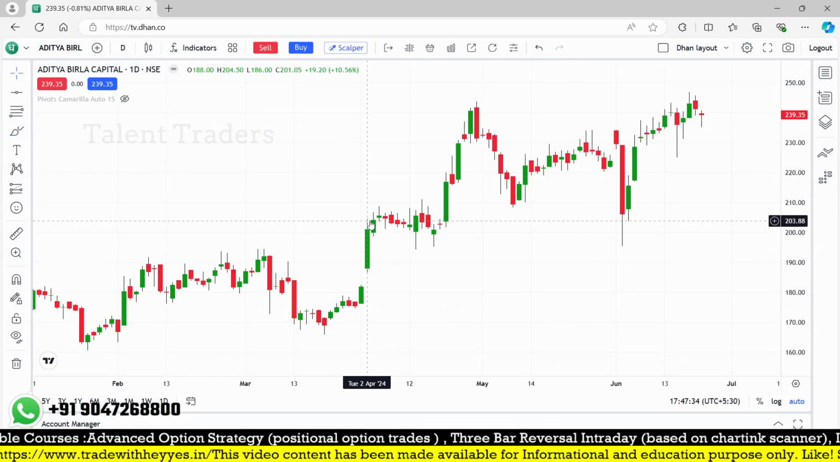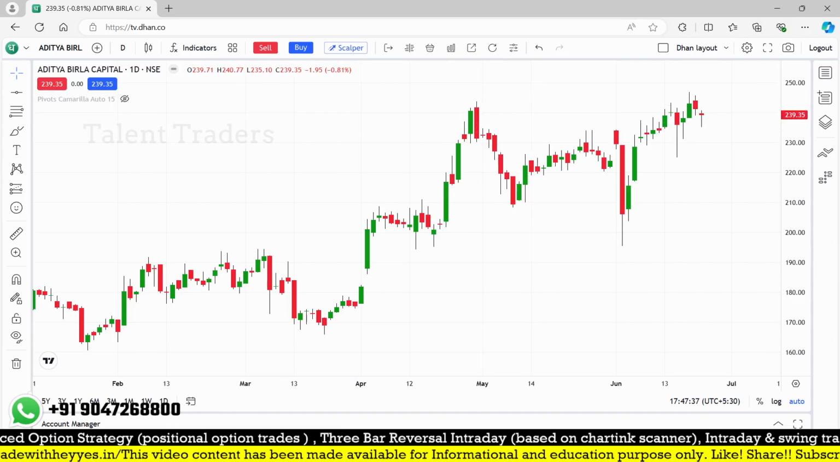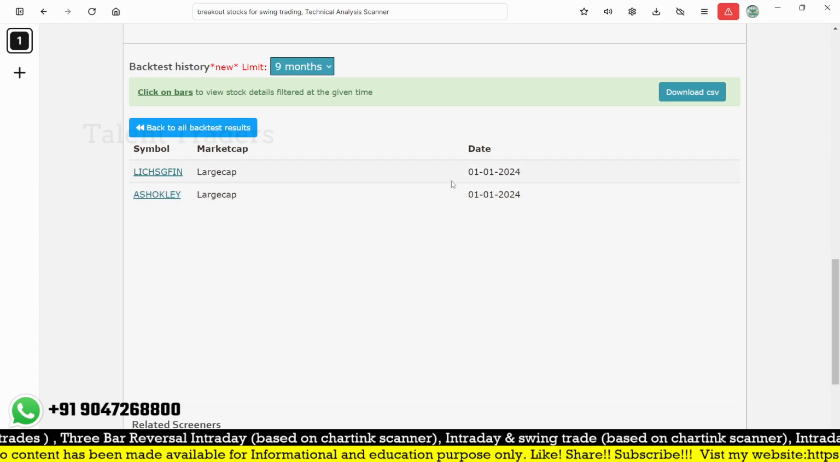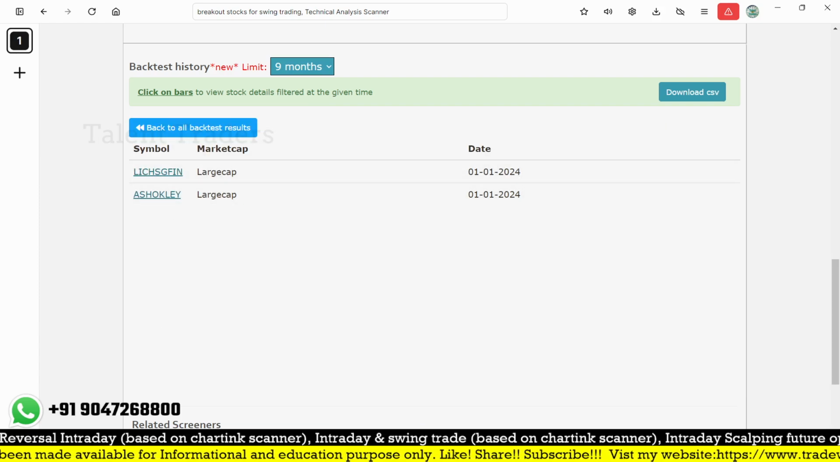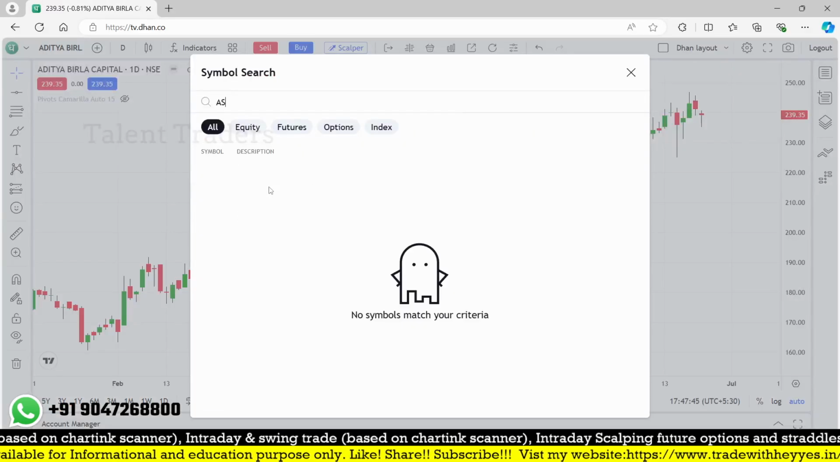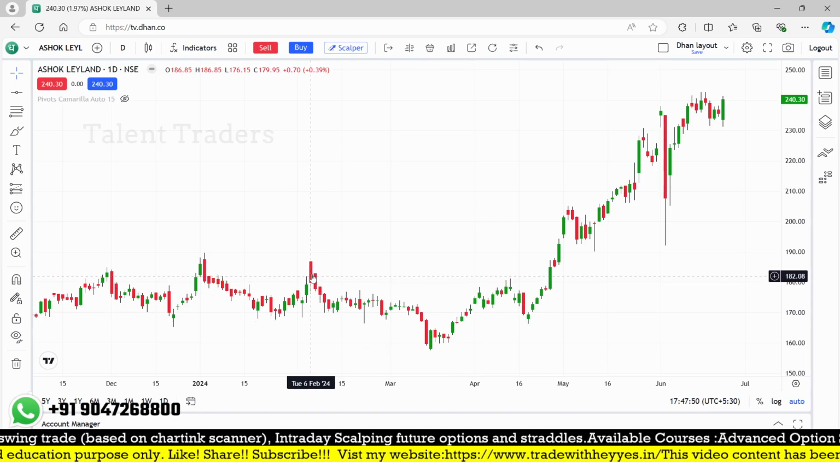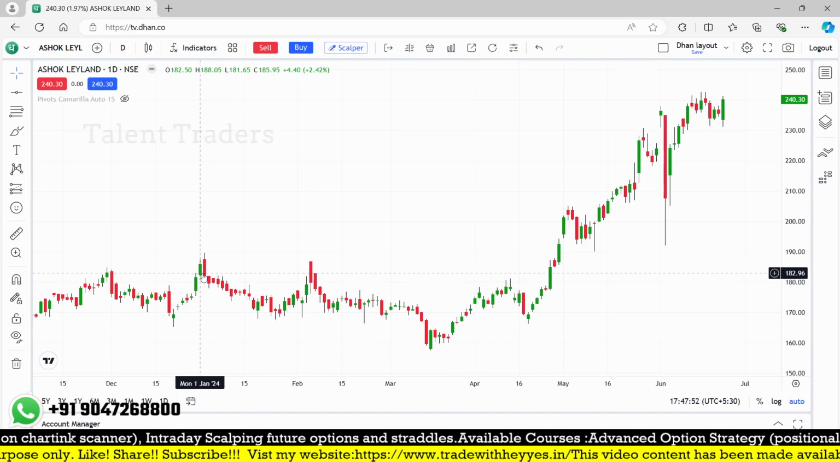2nd April, maybe this, and after the breakout it is still moving on the higher side. Even we can check the previous backtest also. LIC on 1 January, Ashok Leyland, the new year. Okay, LIC, Ashok Leyland, and 1st of January, 14th March, 6th February, 1st January.